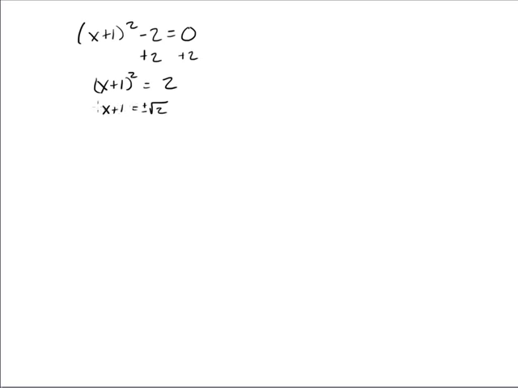Now what we need to do, our last step to get x by itself, is to subtract 1 from each side. Minus 1, minus 1. So I have x equals negative 1 plus or minus the square root of 2. So this is actually two different answers. This is x equals negative 1 plus the square root of 2, and x also equals negative 1 minus the square root of 2. Okay, it's important that we show both answers.